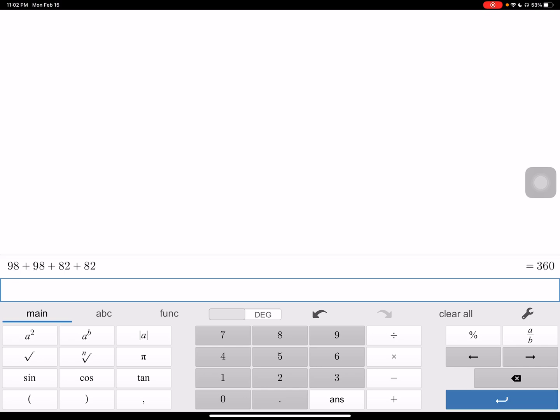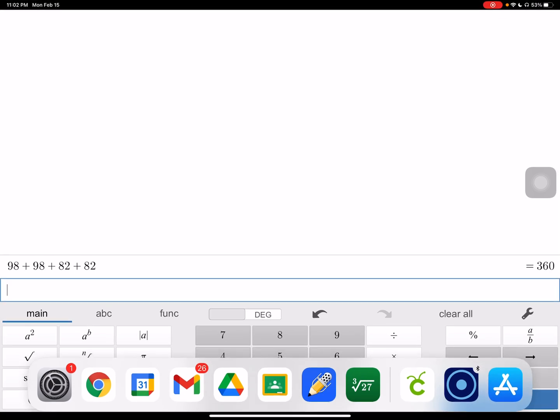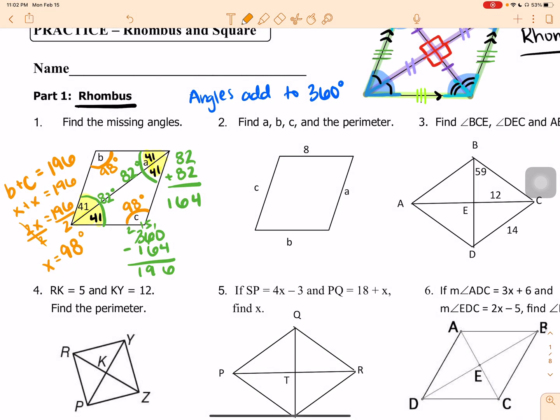So you're like, perfect, I'm good to go. The four-sided figure adds up to 360 degrees for the angles inside. So that's awesome. So each of those B and C are 98 degrees.